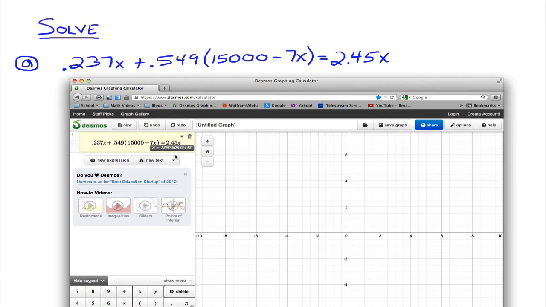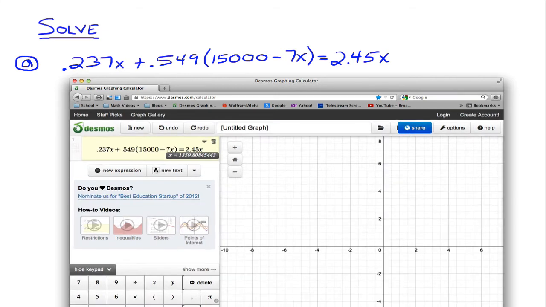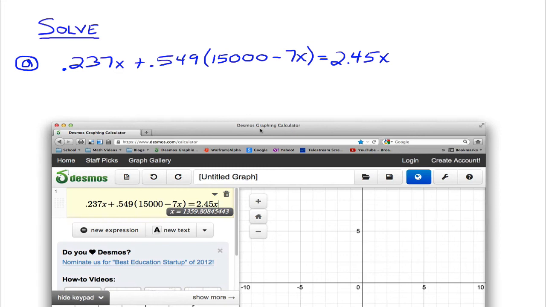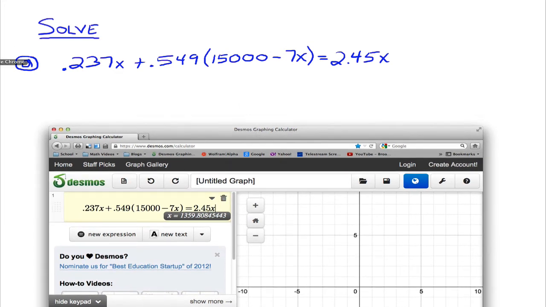Everybody see that? It says 1,359.80845, and so on. So that was quick. That actually gives you the solution to x pretty fast, and so we can write that solution down. Let's do that real quick. All right, so x equals 1,359.8085 would be the rounded solution there, the approximate solution to this particular equation.